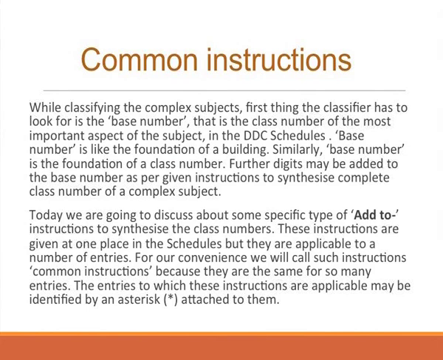So, first thing, while classifying a document, the classifier has to look for the base number. Base number is like the foundation of a building. So, it is important to select the correct base number first, the most important aspect of the subject, the basic subject or the core subject. In the DDC schedules, the base number should be selected correctly, and then further digits are added from the schedules to this fundamental basic number.